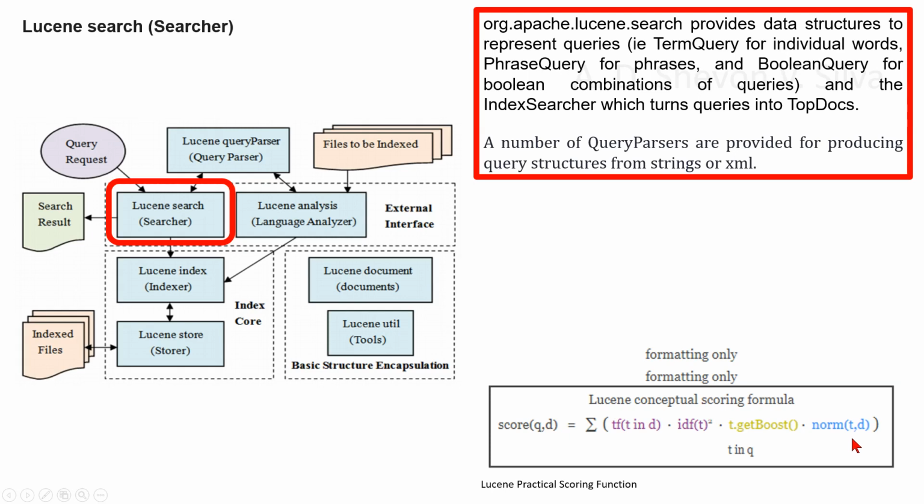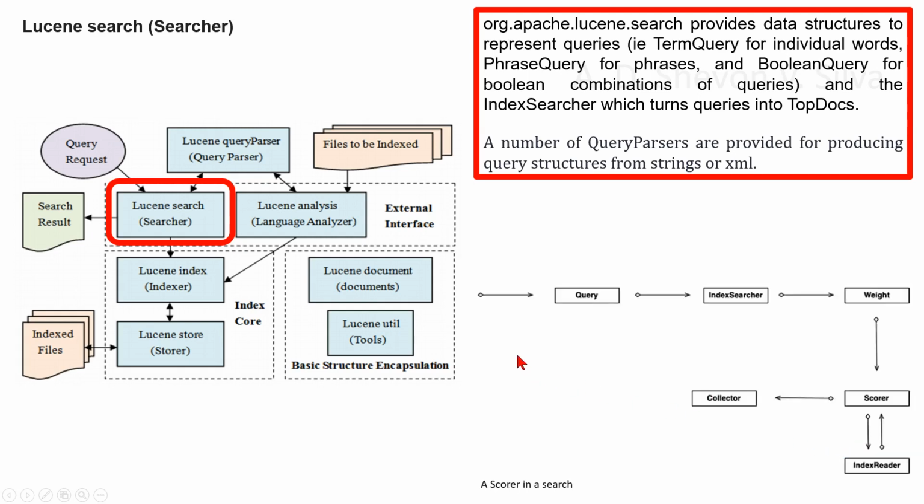Norm T D is an index time boost factor that slowly depends on the number of tokens of the field in the document, so that shorter fields contribute more to the score. So here you can see the Lucene conceptual scoring formula.